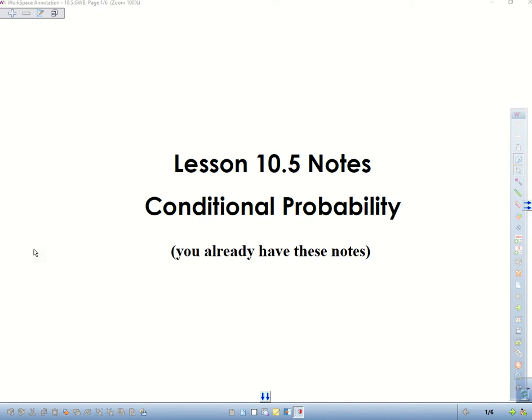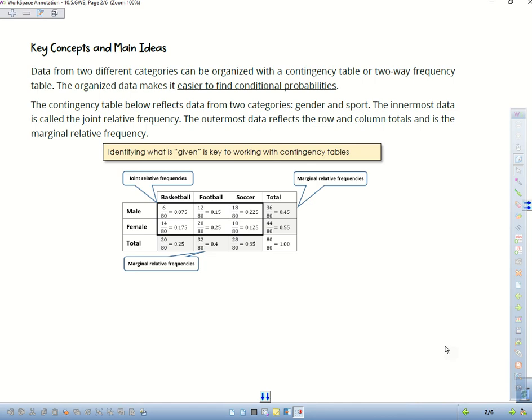Alright, so today we're going to be doing 10.5, which is conditional probability. If you were here yesterday, you already have these notes. It's on the back of the 10.4 assignment. We're going to discuss what are called contingency or two-way frequency tables. You do learn about this in Algebra 1. It may look familiar to you.